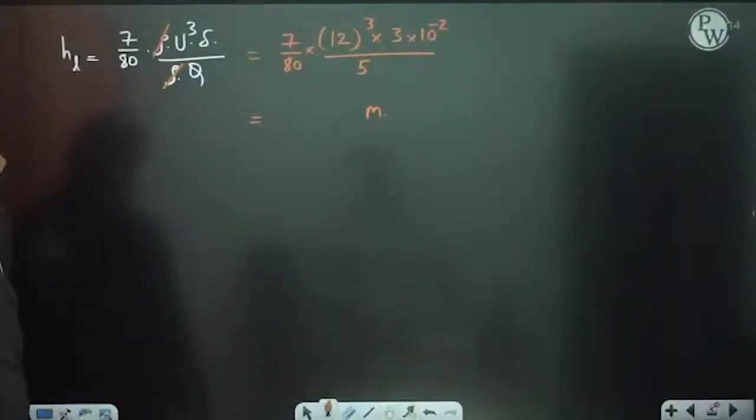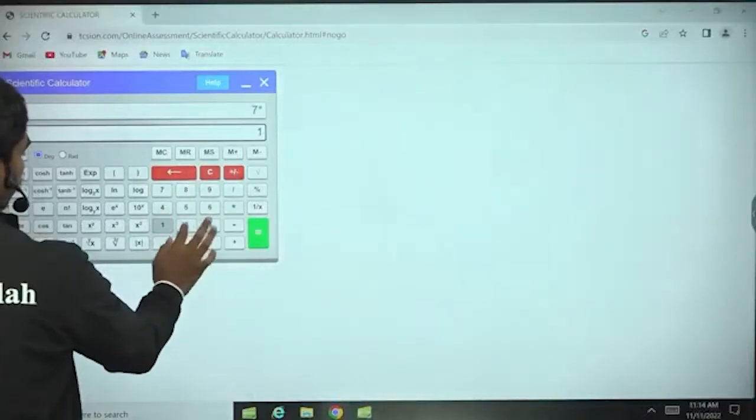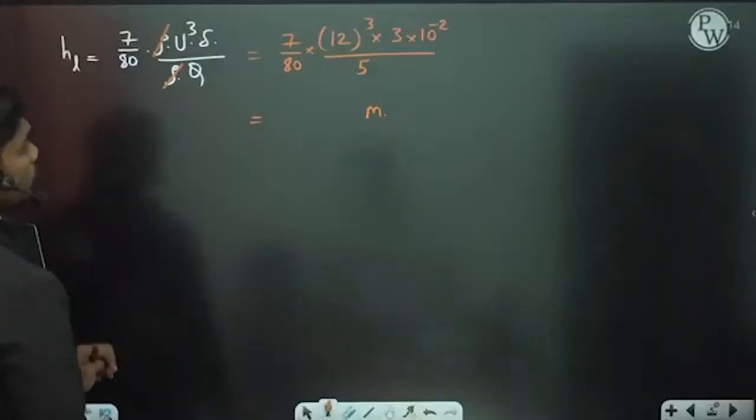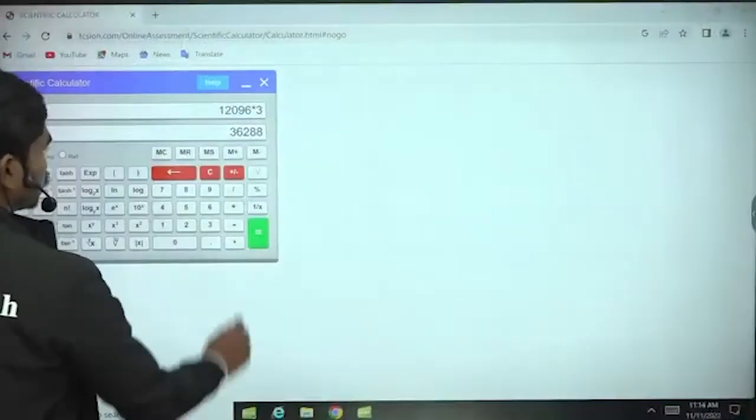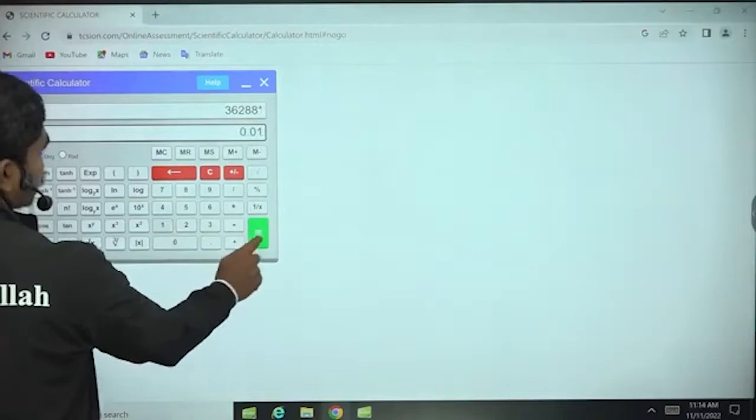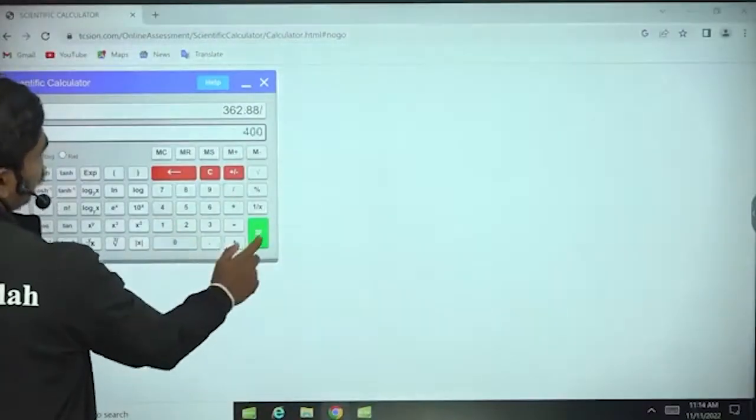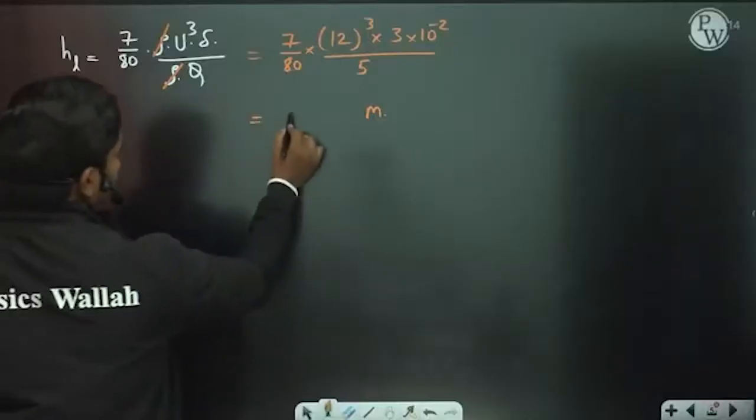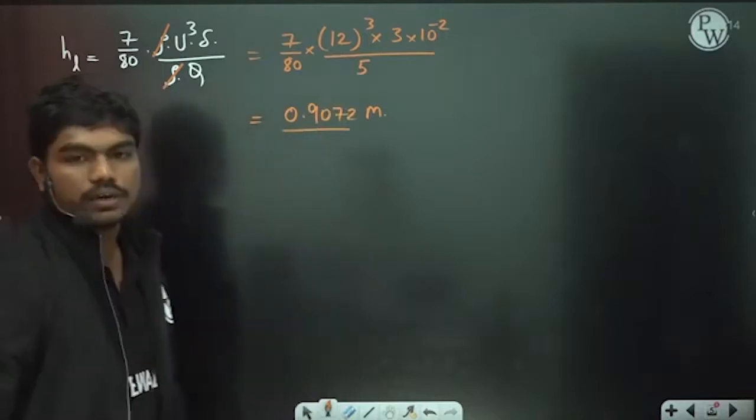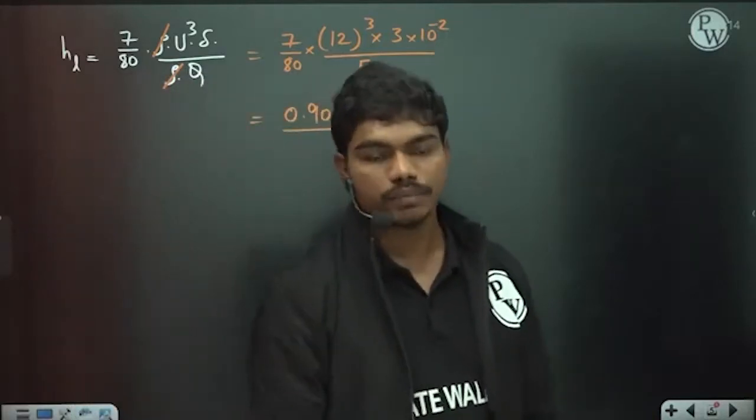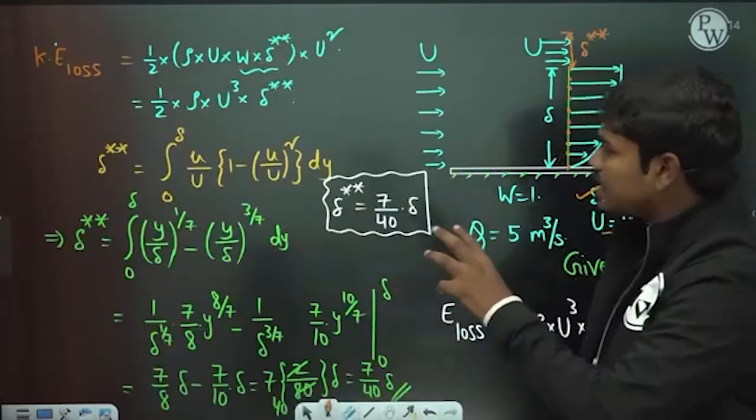So how can we do this? 7 into, okay, nothing to simplify, we directly do 7 into 12 cube into 3 into 10 to the power minus 2. So 10 to the power minus 2 means 0.01, 362.88 divided by 400 actually. Okay, so divided by 400, 0.9072. 0.9072 meters is the head loss in terms of air head. Clear? So this is how we get 0.9072 meters for this total kinetic energy loss head in terms of air.